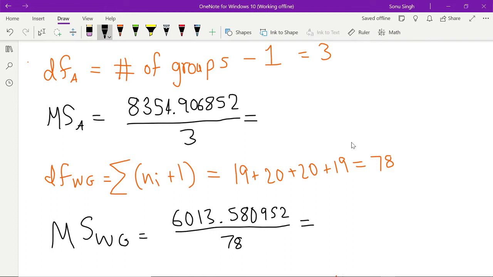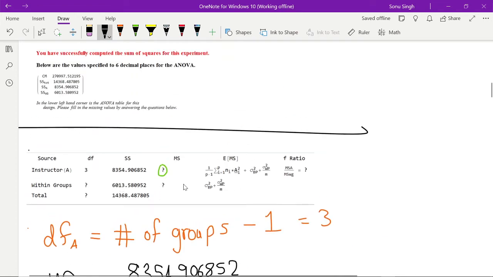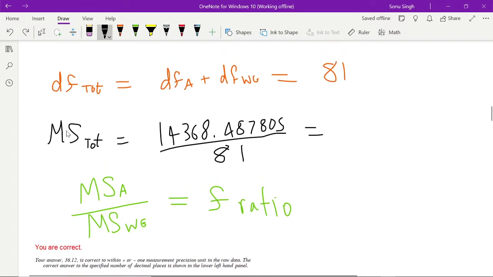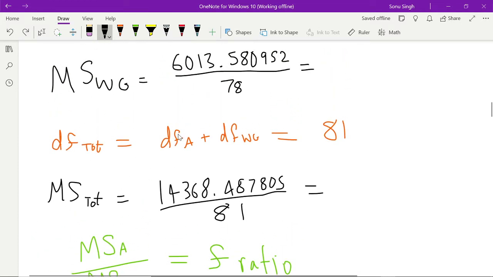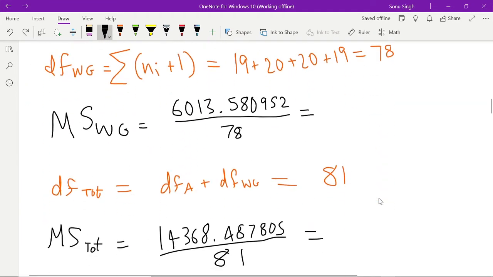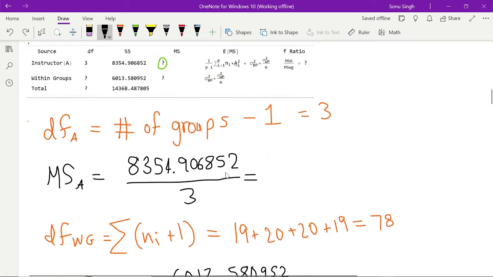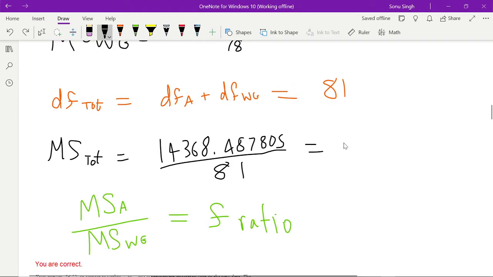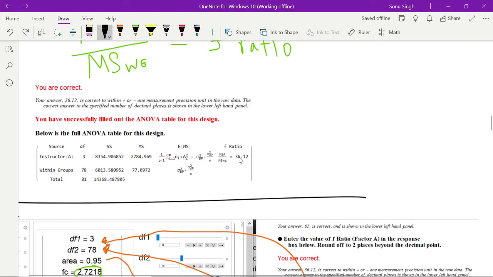So you would just subtract this by 4, but I like doing it this way so that you're a little careful. Then you would divide it by the SG, which is this number right here. And then you would be given your SG, SW, and then you would have to find the total, which is the two of them combined. 3 plus 87, 81. You put that underneath this guy right here, and that gives you your answer. And then the F ratio, which is 36.12.